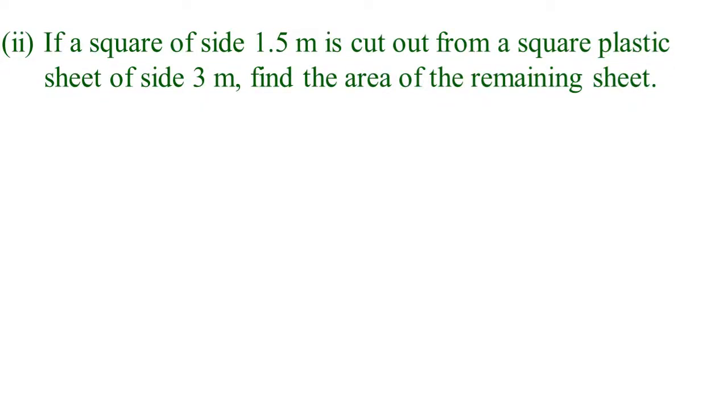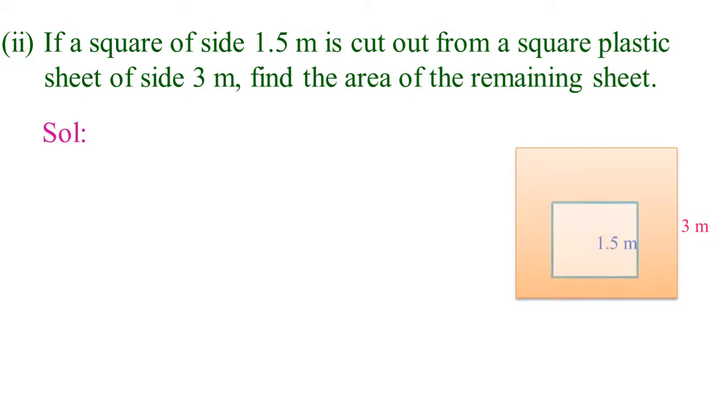Let's see the second problem. If a square of side 1.5 meter is cut out from a square plastic sheet of side 3 meter, find the area of the remaining sheet. Here, given a square plastic sheet, side 3 meter. I have to cut one square of side 1.5 meter. Find the area of the remaining sheet. Let us find the solution. Here given one square plastic sheet, side 3 meter, and cut one square of side 1.5 meter.